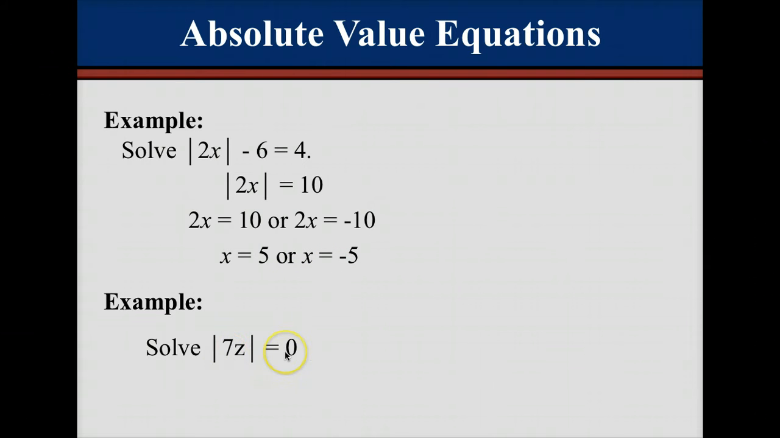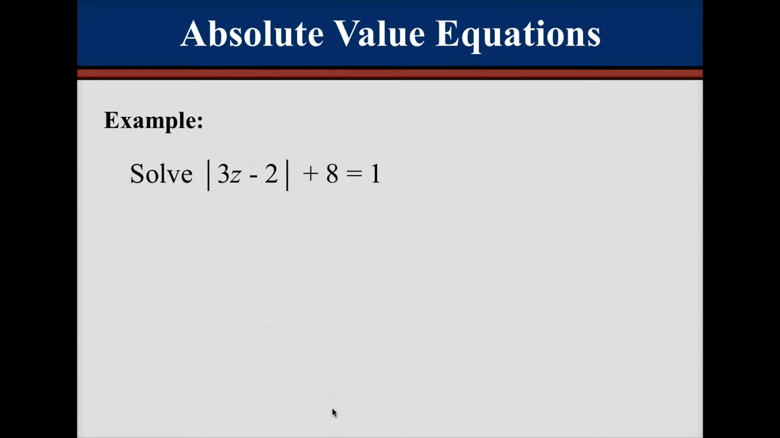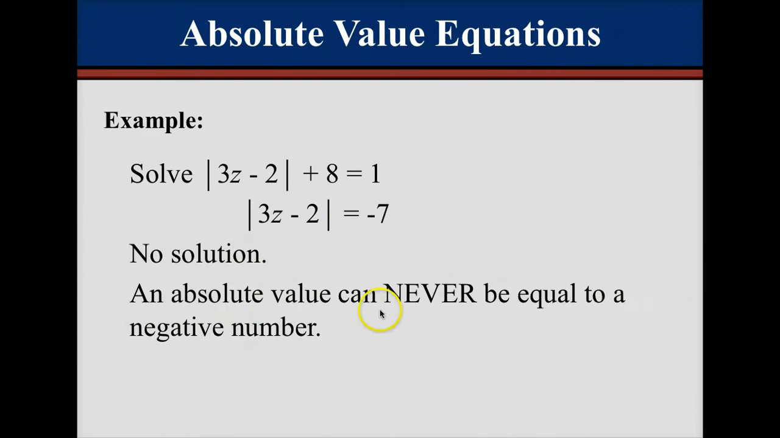Notice this absolute value is equal to 0. Well, there is no positive or negative 0, so we only set it up equal to 0. Divide by 7. So in this case, z is equal to 0. Again, we have something along with the absolute value sign, so we start by subtracting 7 from both sides. However, there is no solution because an absolute value can never be equal to a negative number. So when you start out with a negative on this side, you are done. There is no solution.